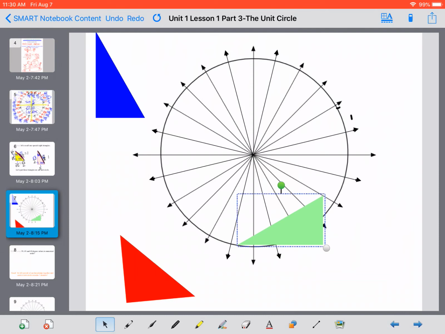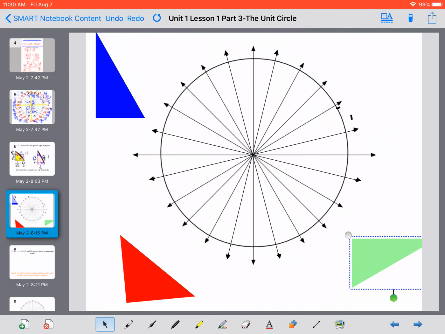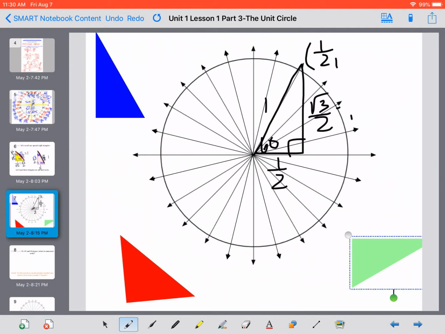I'm going to have to flip him, and I don't know how to flip him. All right, I'm just going to draw it in. If we have a 60-degree reference angle, it's going to hit up here. All right, we have 60 degrees. This is your 1/2. This is your root 3 over 2 because we want 1 as my radius. So at 60 degrees, you're going to have the coordinate 1/2, root 3 over 2.